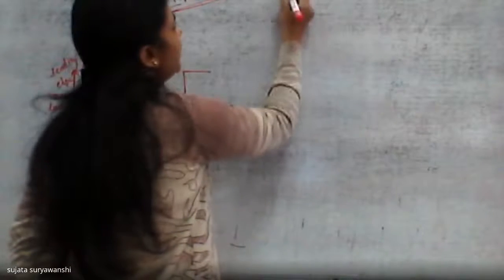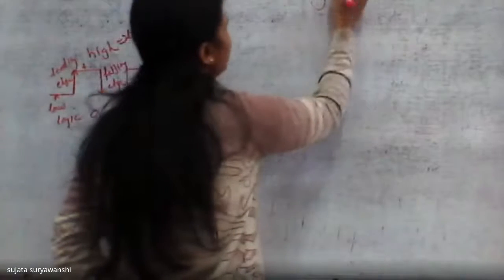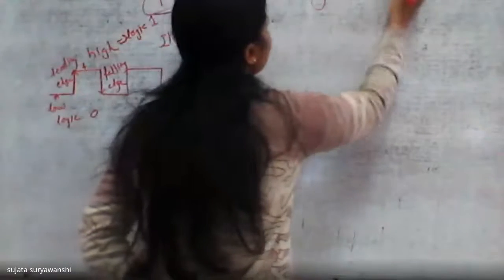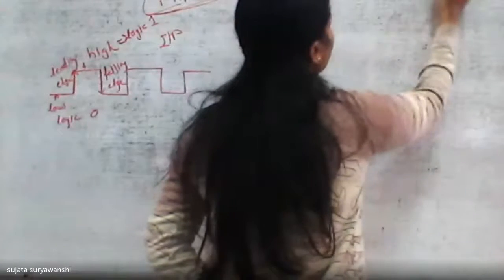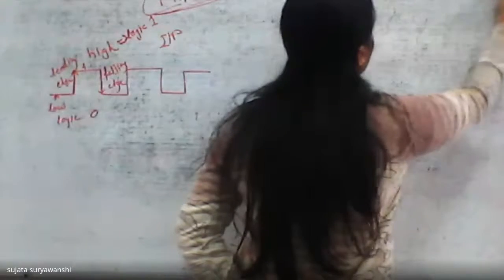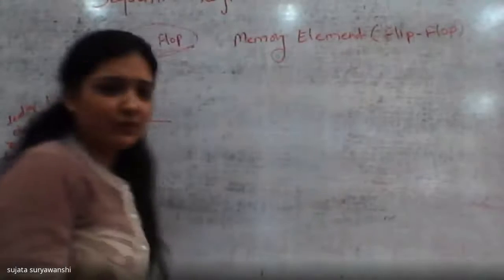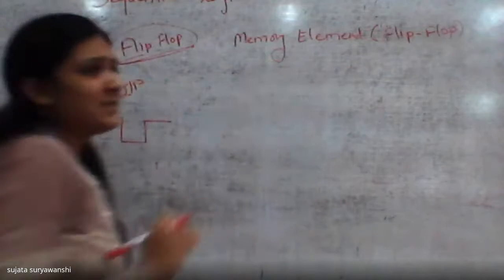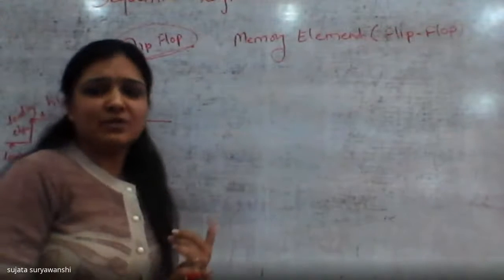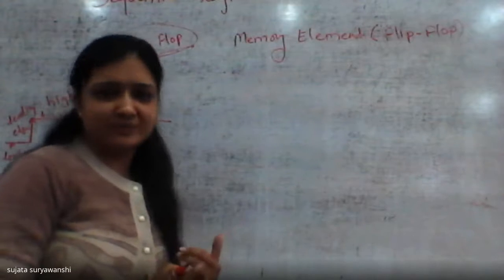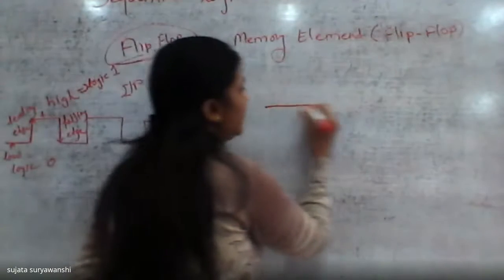Now we'll take the structure of a memory element. Structure of memory element. It is also called a flip-flop. We'll see that memory elements can be drawn with NAND gates or NOR gates. Here we will use NAND gates.